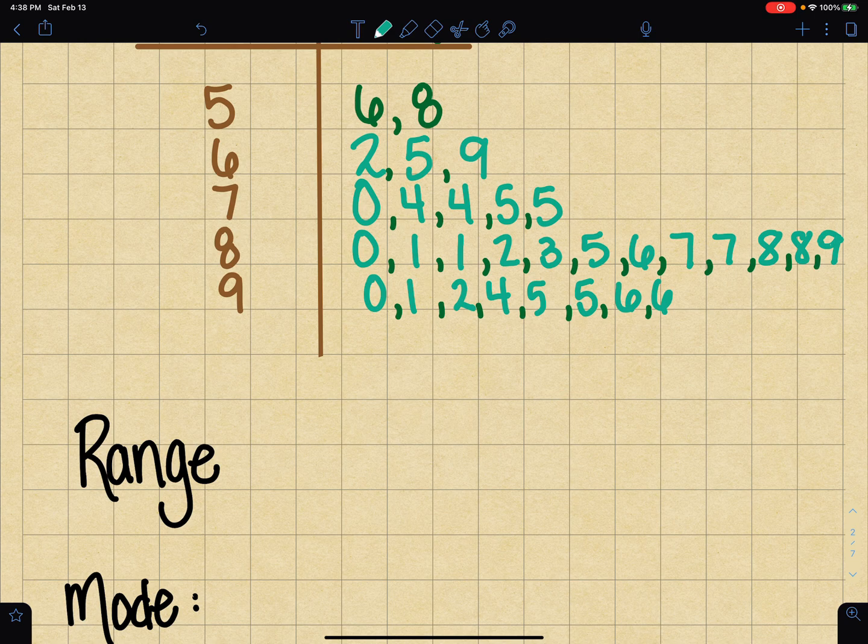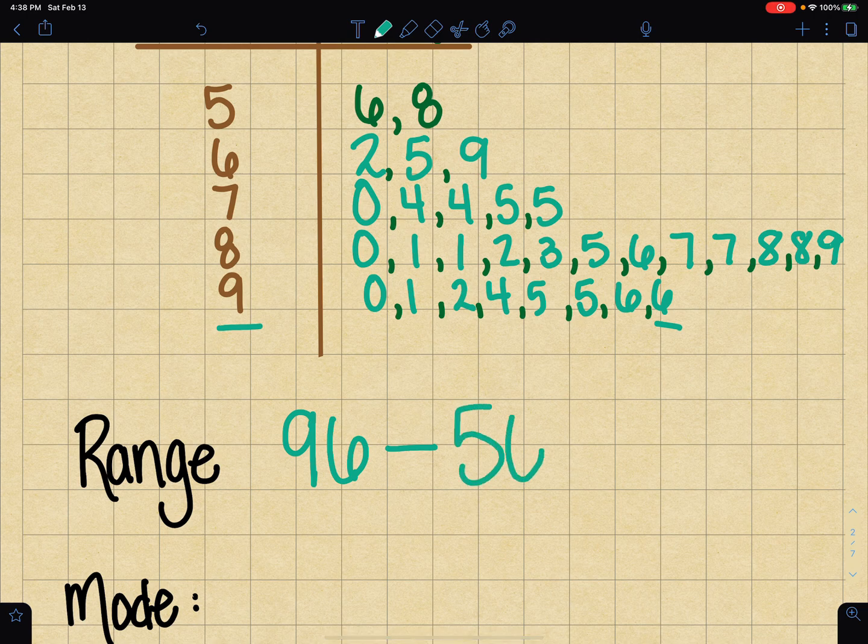So the range is just the highest score minus the lowest score. Okay, so the highest score is 96. So the range is going to be 96 minus what's the lowest score? The lowest score is 56. Okay, so 96 minus 56, and I get 40. So the range is 40.